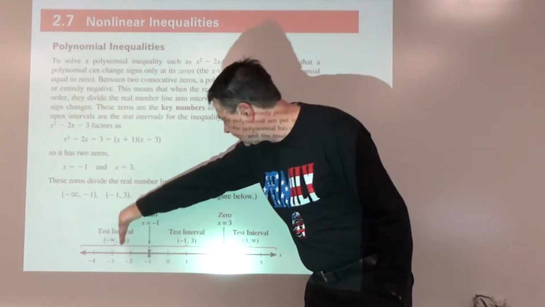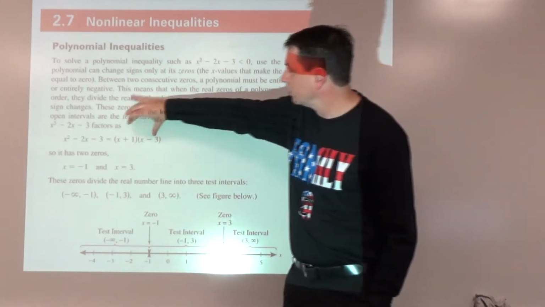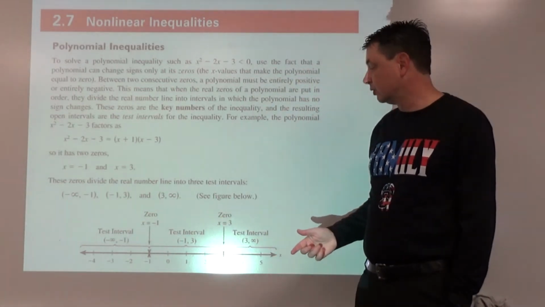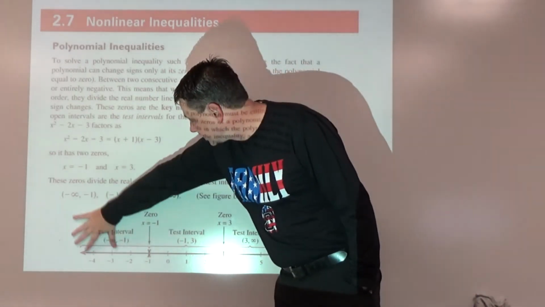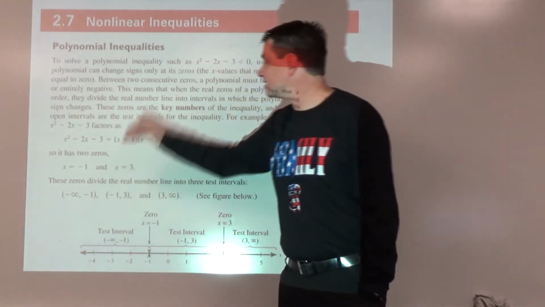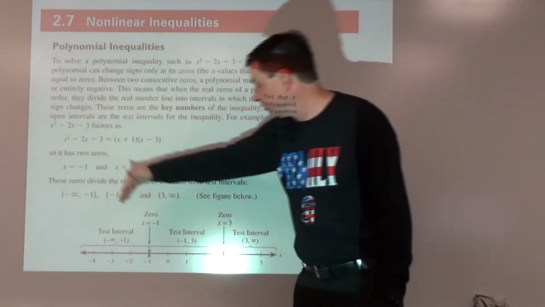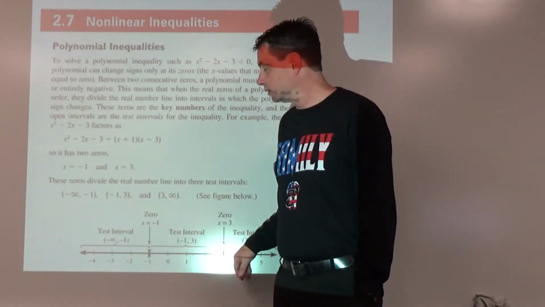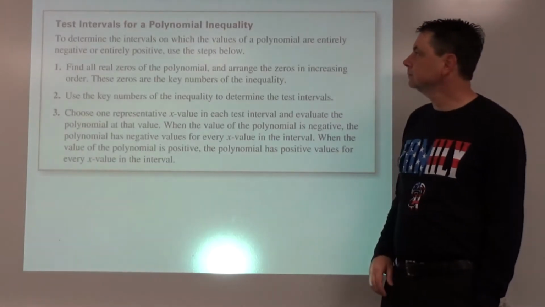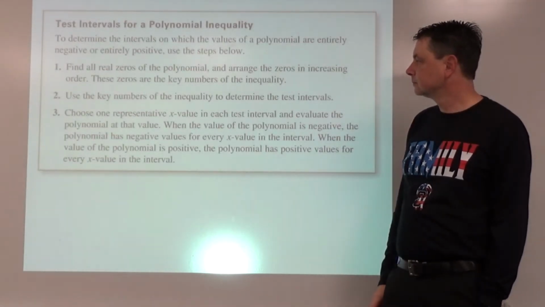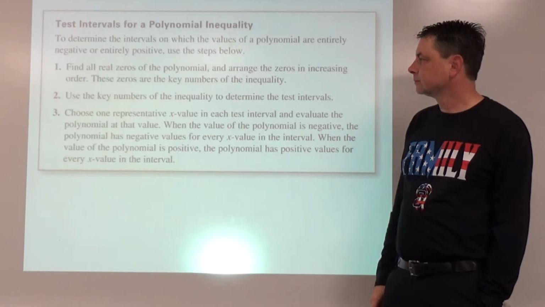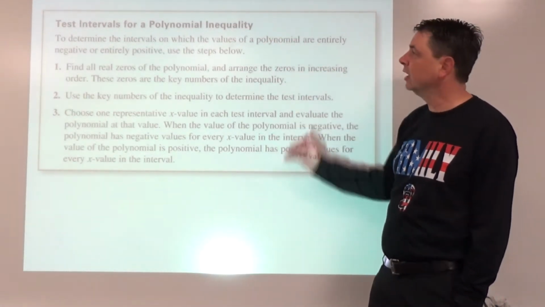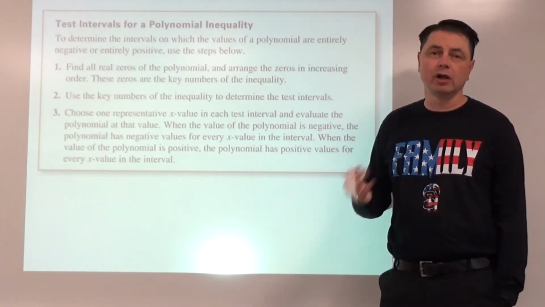So one technique is to, once we find the critical numbers by factoring, -1 and 3, test the intervals. Pick a number over in this region here, test it in the original inequality. Is it true or false? Same thing here, and test all the intervals. Essentially, here's a summary. If you want to pause it here and take a look, here's a summary of how we test the intervals in a polynomial inequality.